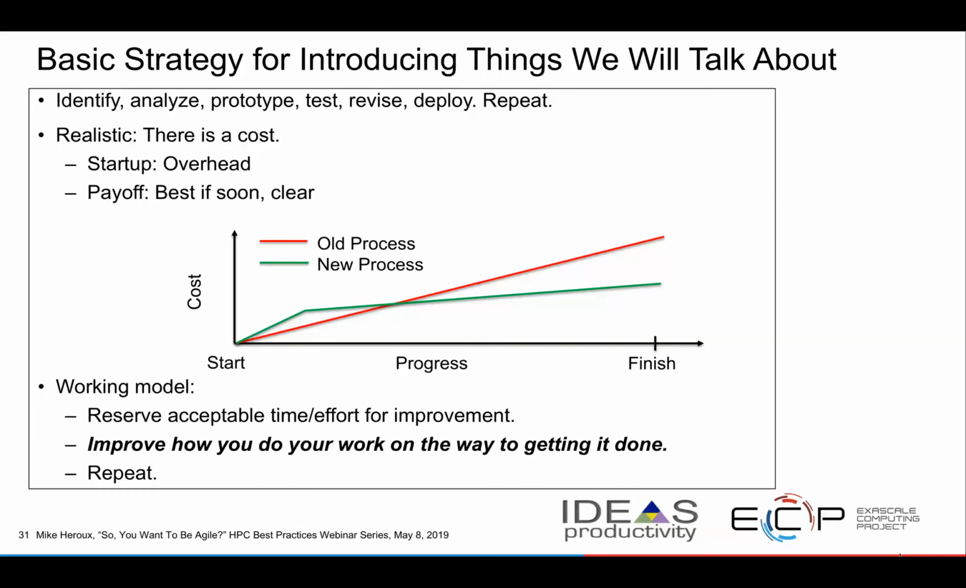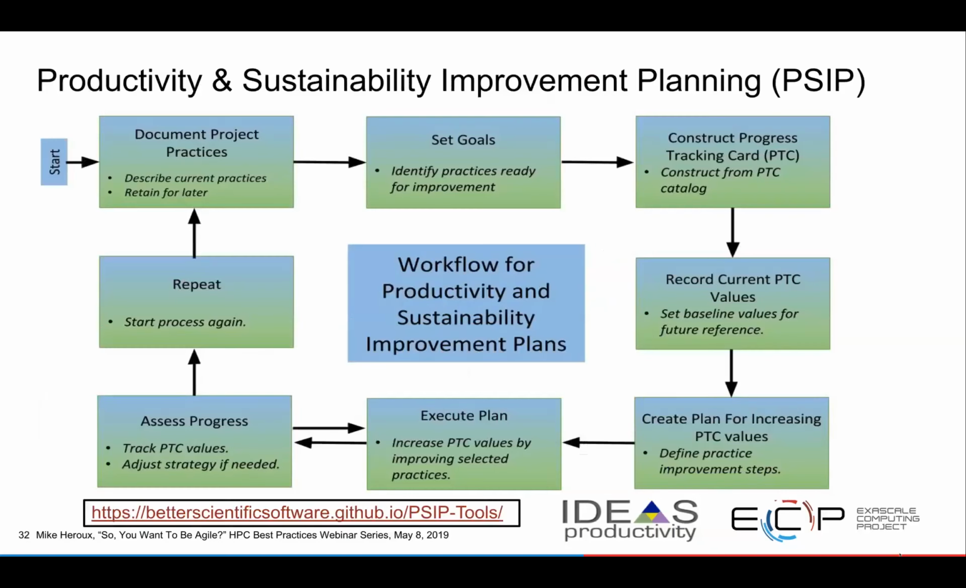Now, we don't have that luxury for the most part on our scientific teams. Instead, we have to do improvements on our way to getting our work done. So we need to improve how we do our work on the way to getting it done. And this kind of incremental introduction of improvements is, in my experience, the way that we can see value and still not have it cost too much as we produce scientific results. And so we have created within the IDEAS project what we call a PSIP process, Productivity and Sustainability Improvement Planning.